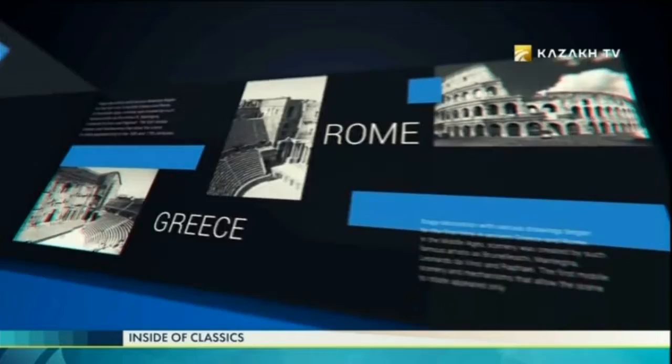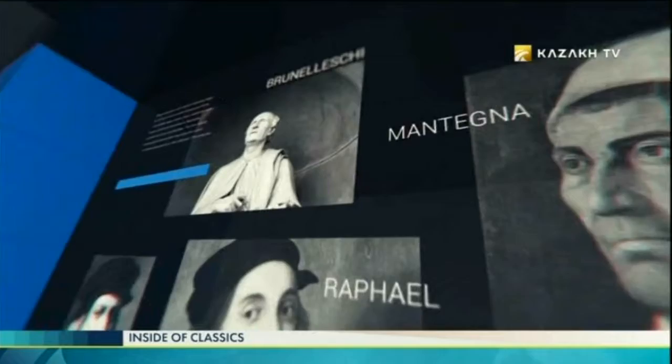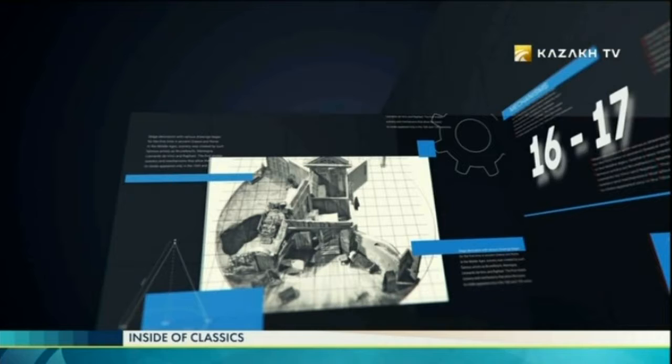Stage decoration with various drawings began for the first time in ancient Greece and Rome. In the Middle Ages, scenery was created by such famous artists as Mantegna, Leonardo da Vinci, and Raphael. The first mobile scenery and mechanisms that allow the scene to rotate appeared only in the 16th and 17th centuries.